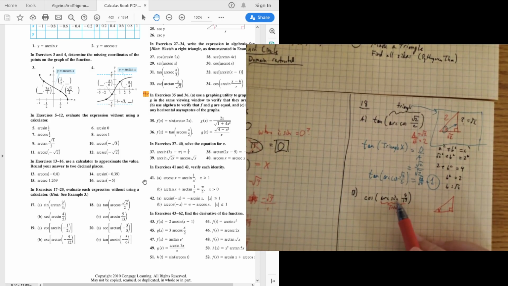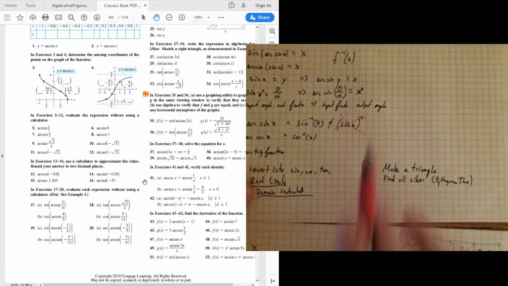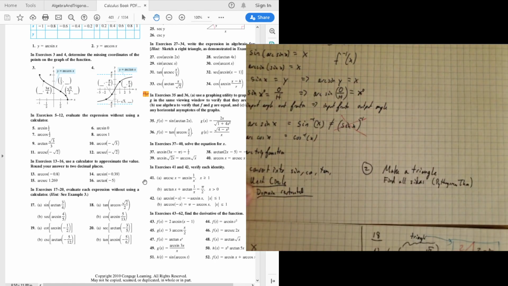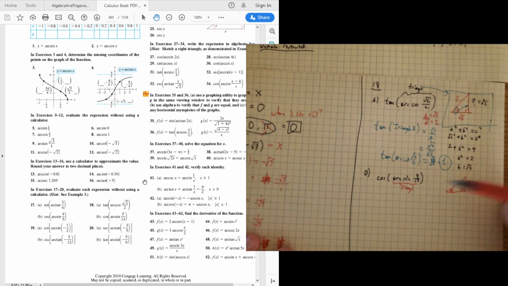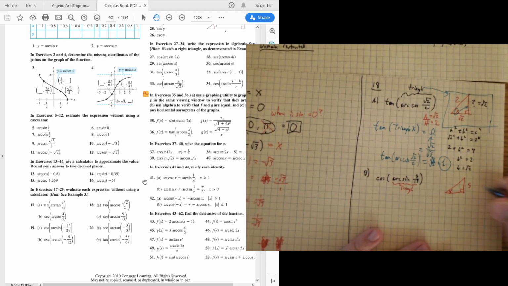What's sine? Sine is opposite over hypotenuse. So arcsine will have the opposite and the hypotenuse in it. Which means that my opposite side should be 5. My hypotenuse should be 13.